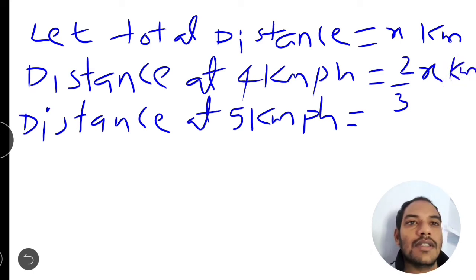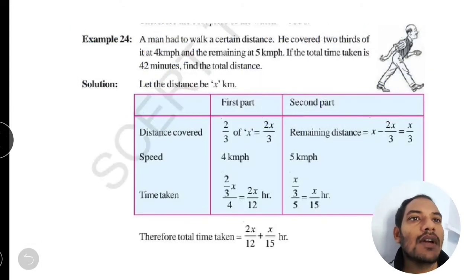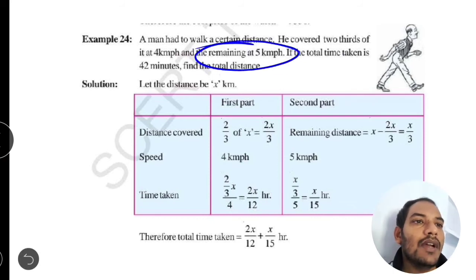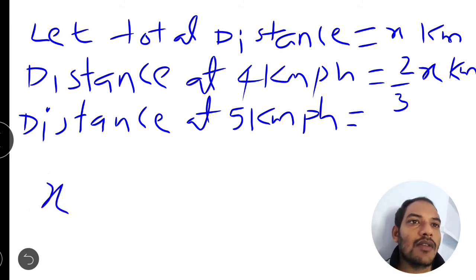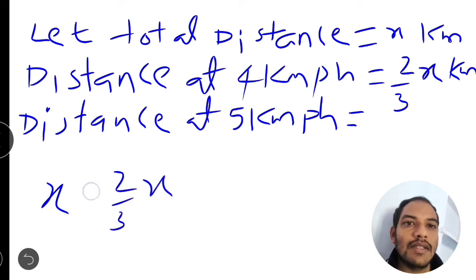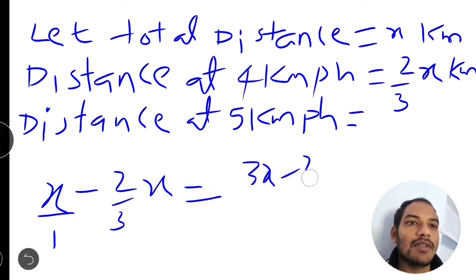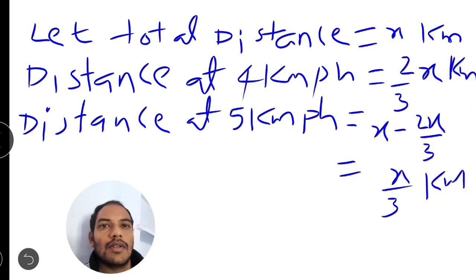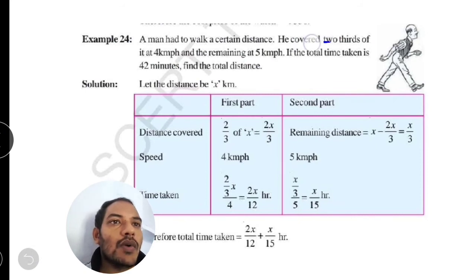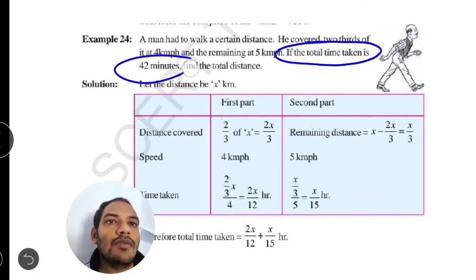Let's find out the distance covered at 5 km/h. The remaining distance is covered at 5 km/h. The remaining distance is the total distance x minus the distance covered at 4 km/h, which is 2 by 3x. So x can be written as x by 1, so it is 3x minus 2x divided by 3, which is x by 3. Here the total time taken is 42 minutes.